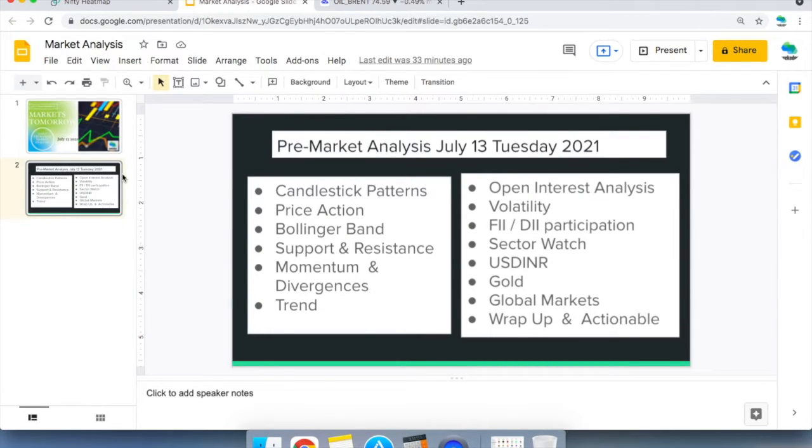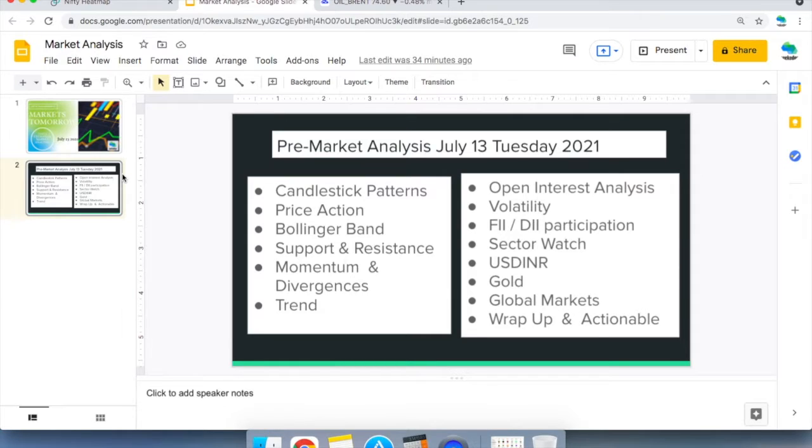Just to summarize, you can see that candlesticks are clearly showing that bears are in control. It is hitting resistance every other day. It is clearly consolidating, is what the Bollinger Bands tell us. Support and resistance, the major support and major resistance, and the market is moving in between. Momentum divergence, no divergence, momentum is sideways. Trend is sideways, slightly bullish for very short term, on a daily basis for the Nifty as of now.